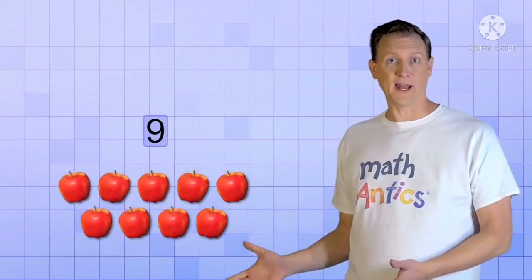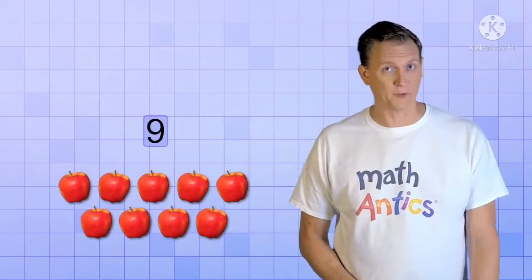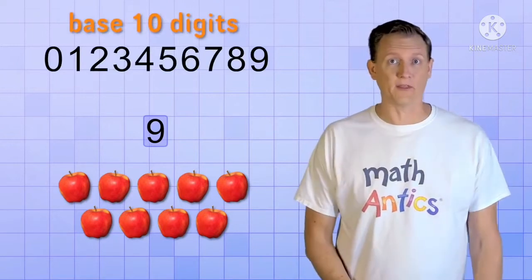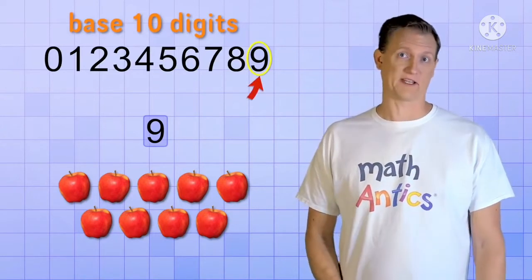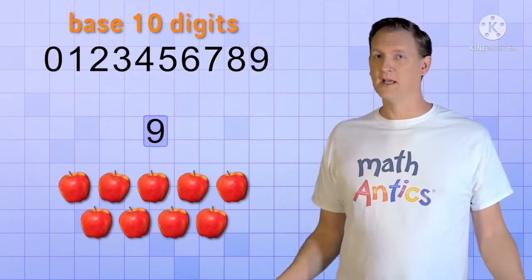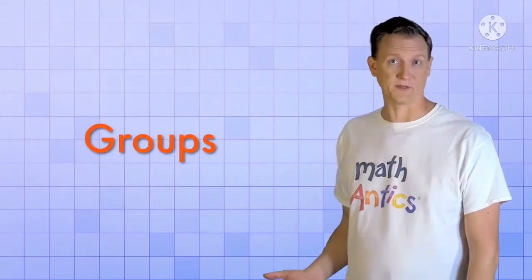Okay, now we've got 9 apples, but we've also got a problem. We've already run out of digits to count with. The highest digit we have is a 9, but there's a lot more apples left to count. What will we do? The solution is to use groups to help us count.